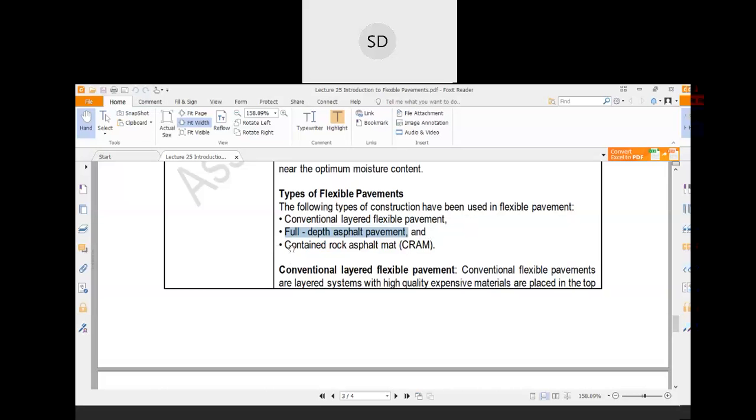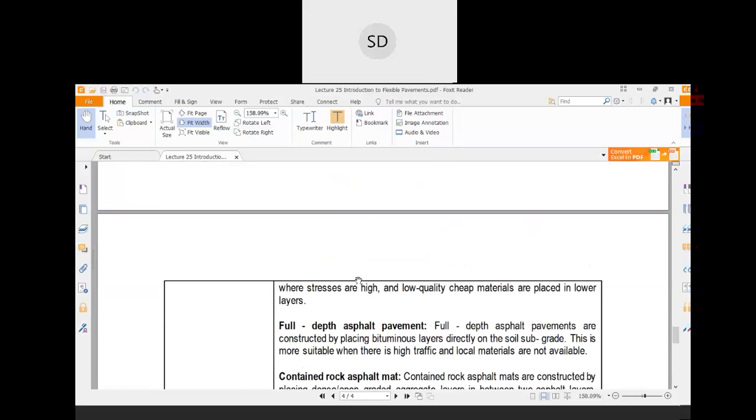Then another type is called contained rock asphalt mat. In that case, over the subgrade course, you will place one layer of the bituminous material, and between this you will place some coarse aggregate, and over there would be another layer of the bituminous material, like a sandwich. So this is called contained rock asphalt mat.